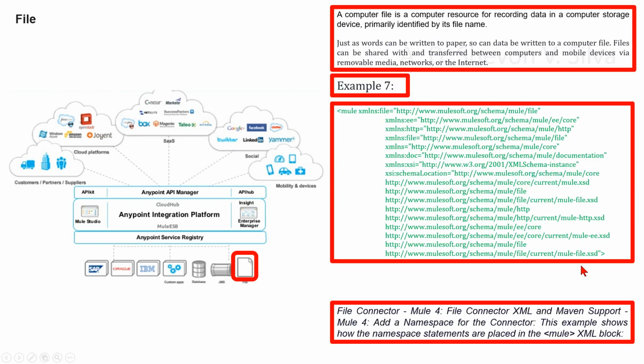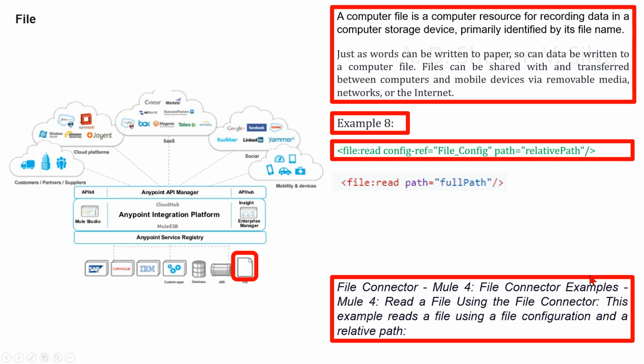Now we are considering adding a namespace for the connector, in file connector XML and Maven support, Mule 4. This example shows how the namespace statement applies in the Mule XML block. Now we are considering reading the file using the file connector, in the file connector example, Mule 4.